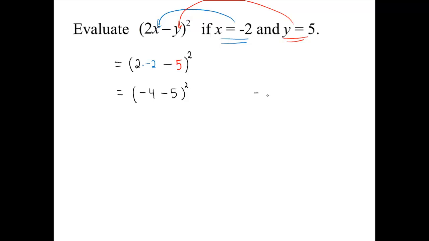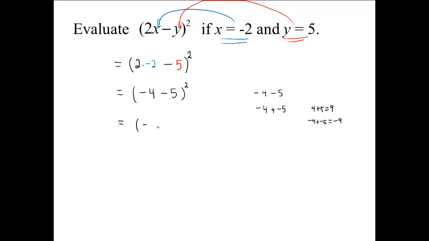Let's figure out over here what -4 minus 5 is. This subtraction we can write as plus a negative. So we have -4 plus -5. We are adding two numbers with the same sign. So we add their absolute values. 4 plus 5, which gives us 9. Therefore, -4 plus -5 gives us -9.